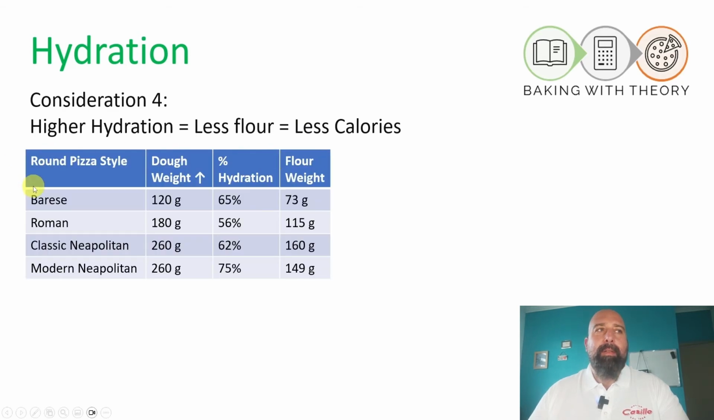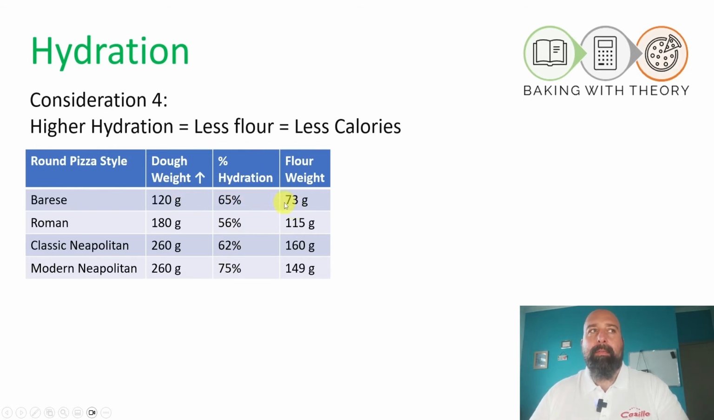So let us take into consideration this table, where the Barese has a dough of 120 grams. The Roman has a dough of 180 grams. The classic Napolitan has a dough of 260 grams. And the modern Napolitan, I'm considering at this moment the same, 260 grams. Now, the hydration is the same numbers that I used in the previous slide. I'm applying this hydration and calculating how much flour I have based on the size of the dough.